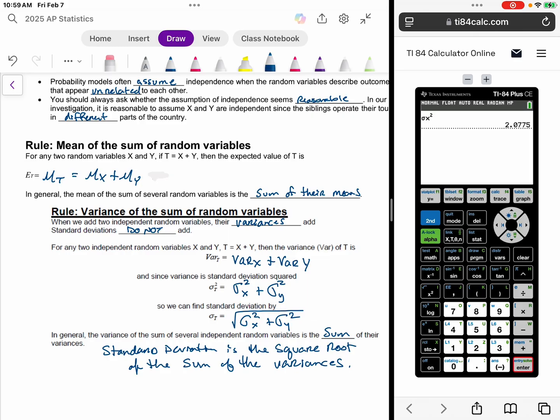We're not allowed to add standard deviations together. That's what we need to keep in mind. We've got to convert them to variances. Then we can add, then we can square root.